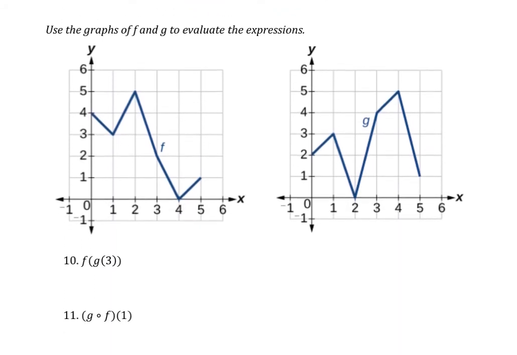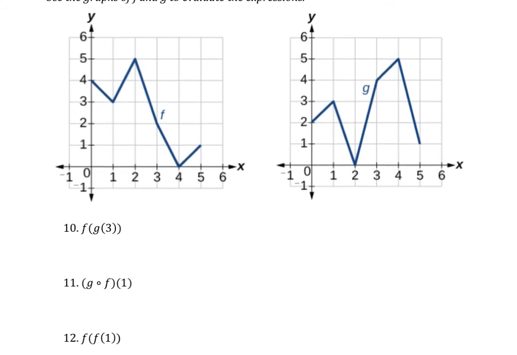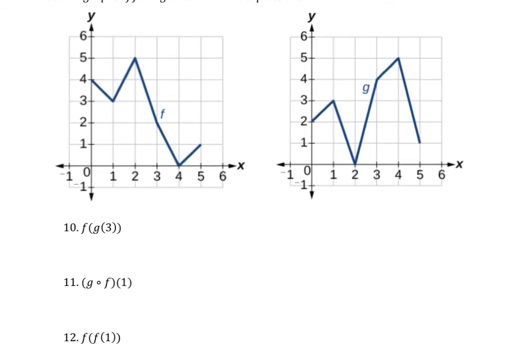The next part is we're going to use graphs to evaluate the expressions. So we're going to use the values on the graphs in order to do compositions. We're going to work backwards. This isn't as bad as it seems, okay? First of all, notice that I have F and I have G, and it's labeled in the graph. The first graph is F, the second graph is G.